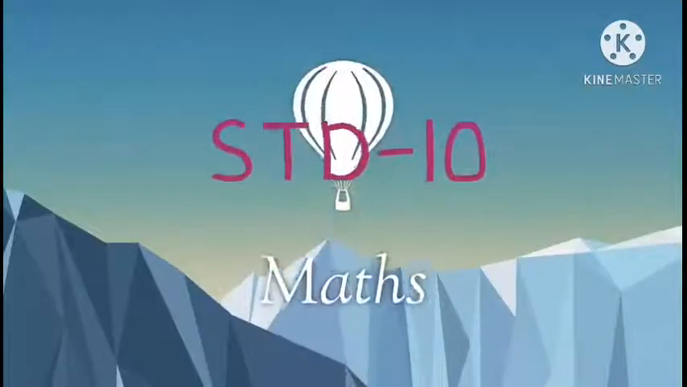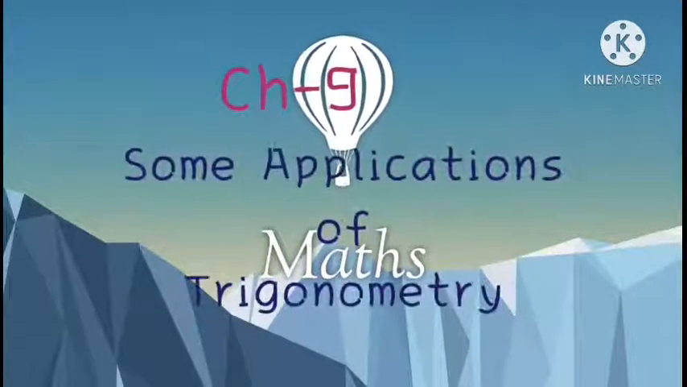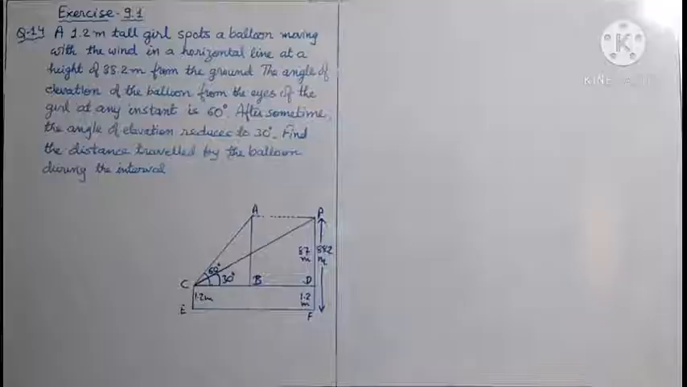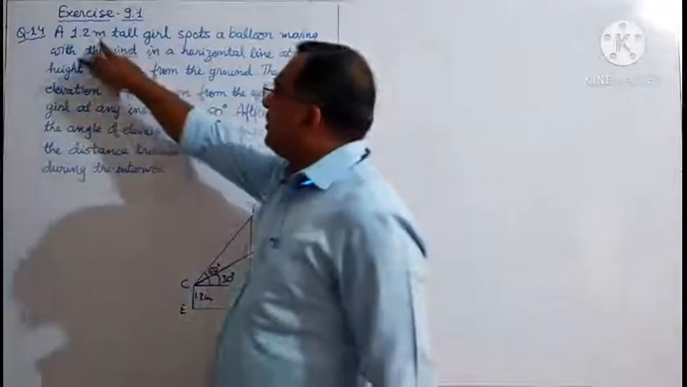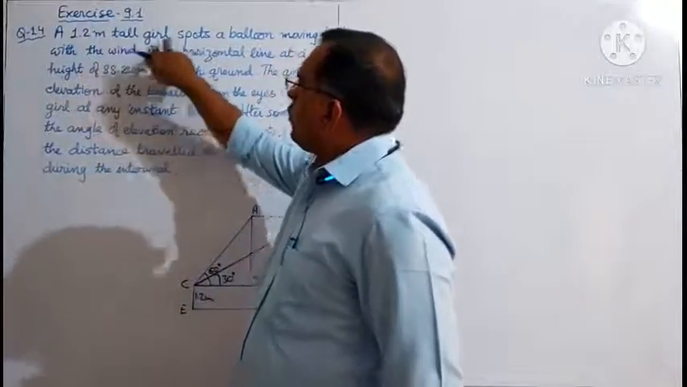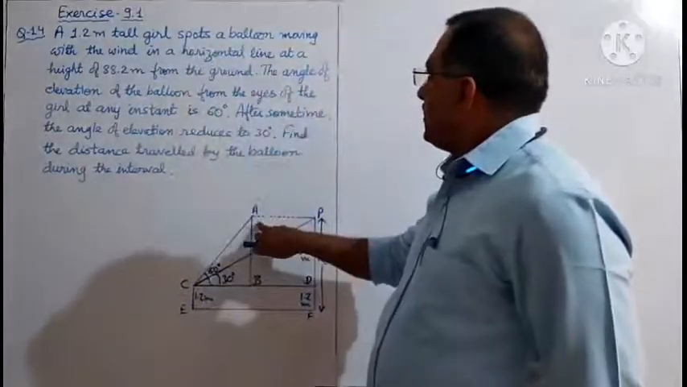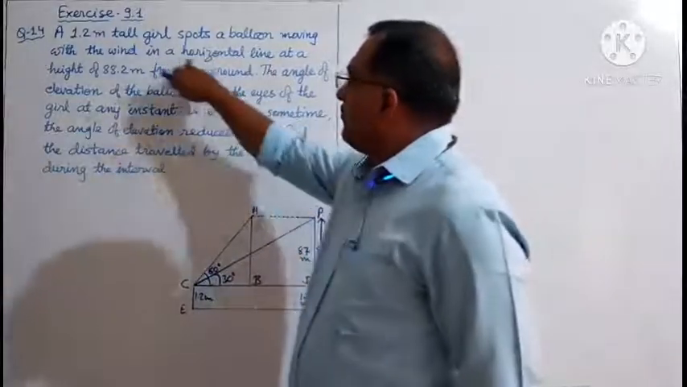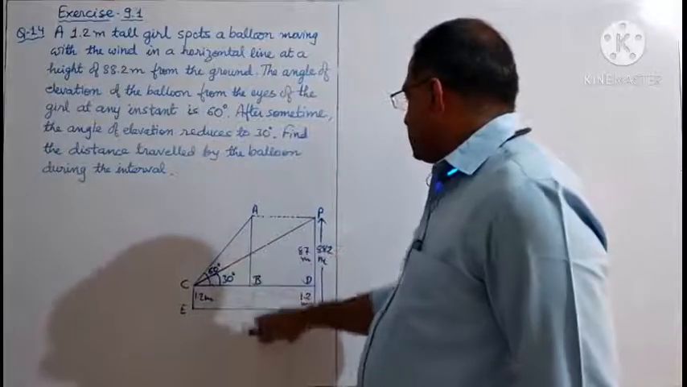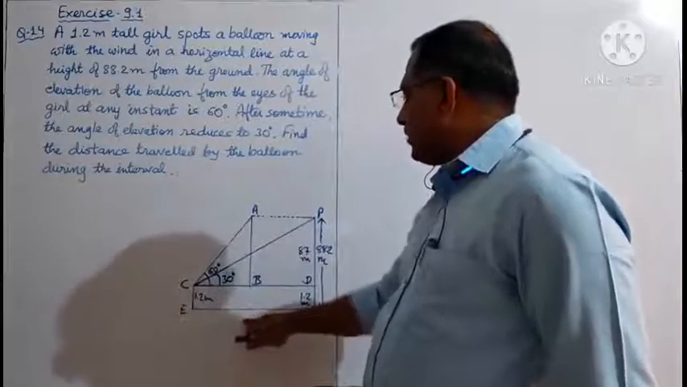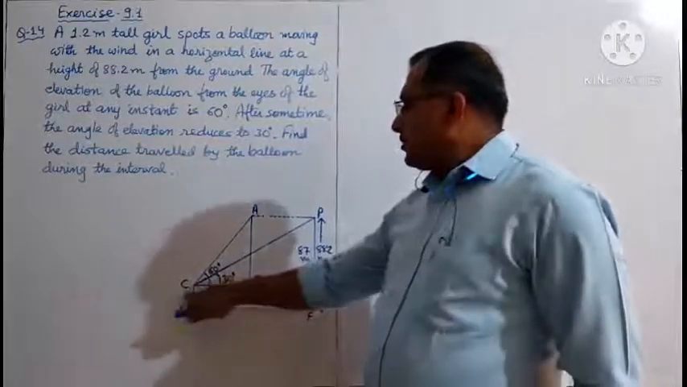Today, in Standard 10th, subject Mathematics, we are going to learn Chapter 9, some applications of trigonometry. In exercise 9.1, question number 14, a 1.2 meter tall girl spots a balloon at A moving with the wind in a horizontal line at a height of 88.2 meters. This is the height of the balloon from the ground, this is the ground surface, and this is the horizontal line for the observer.